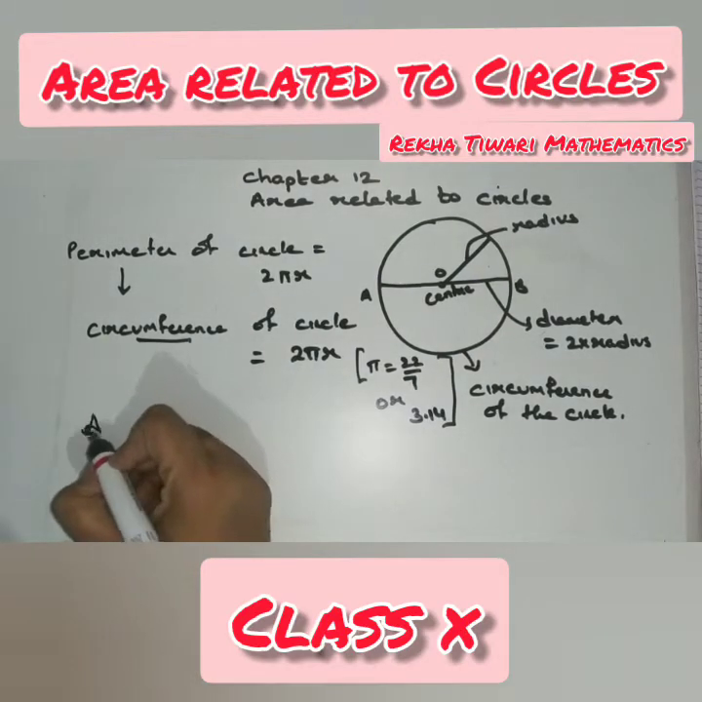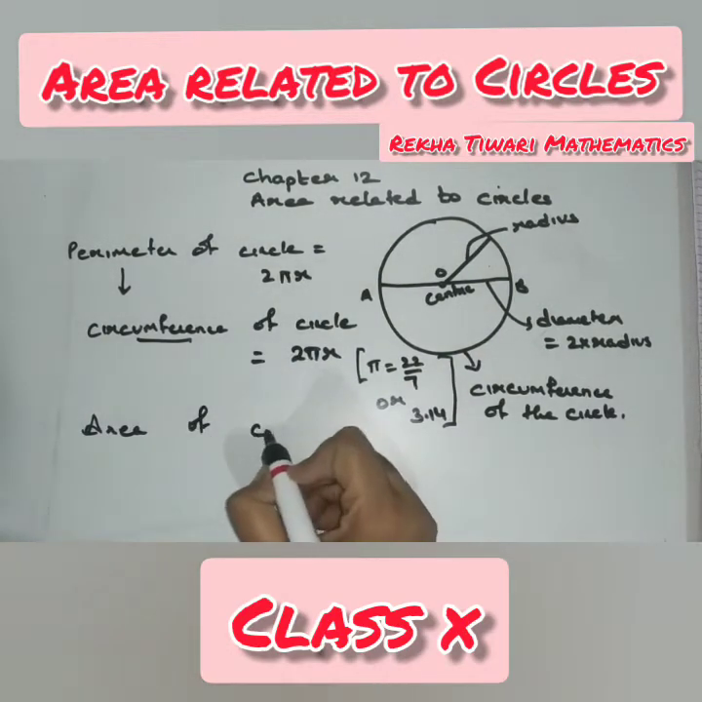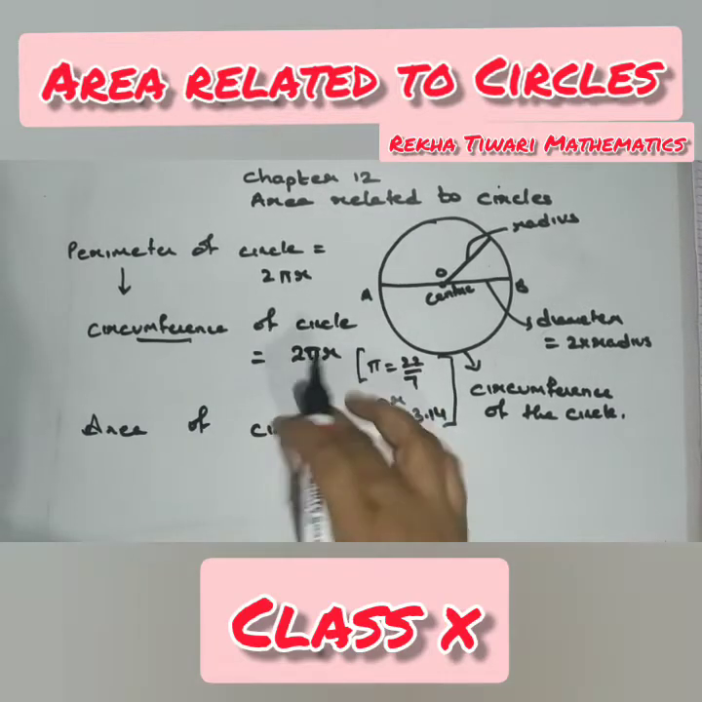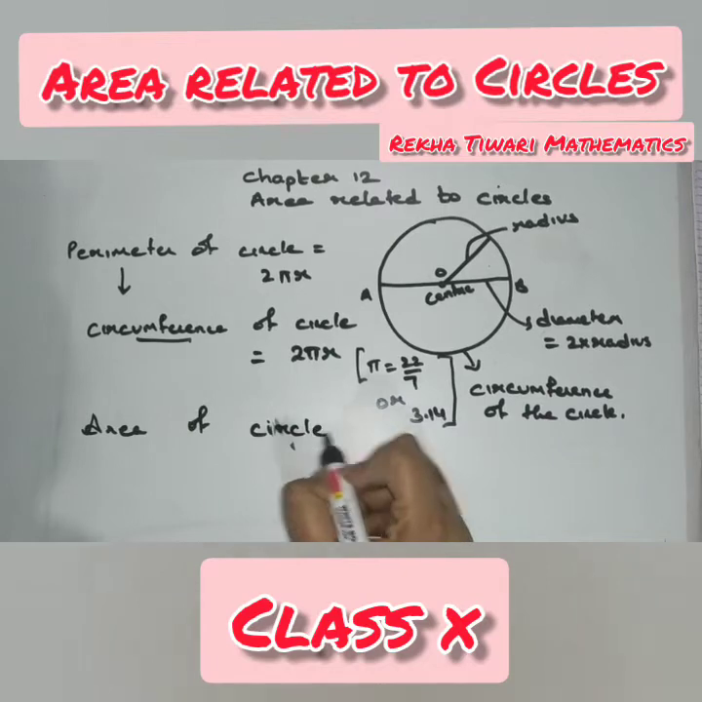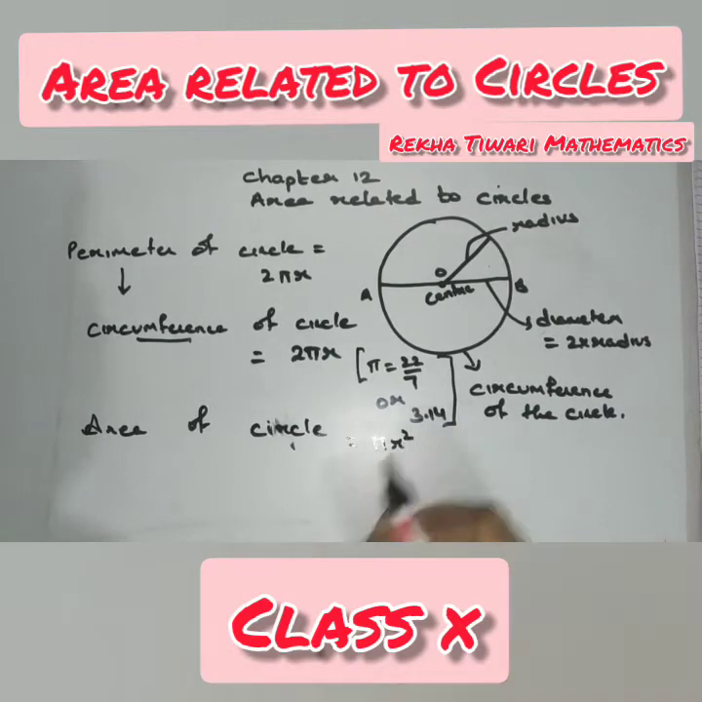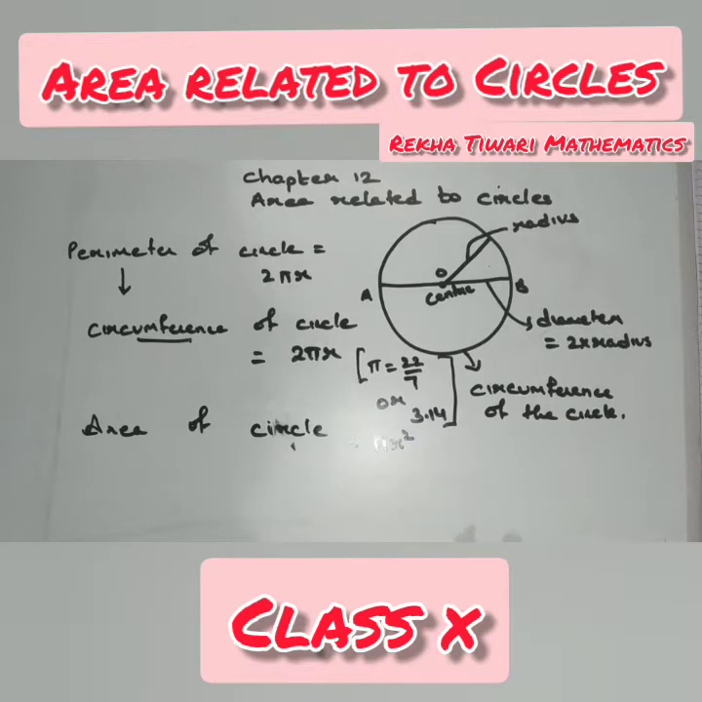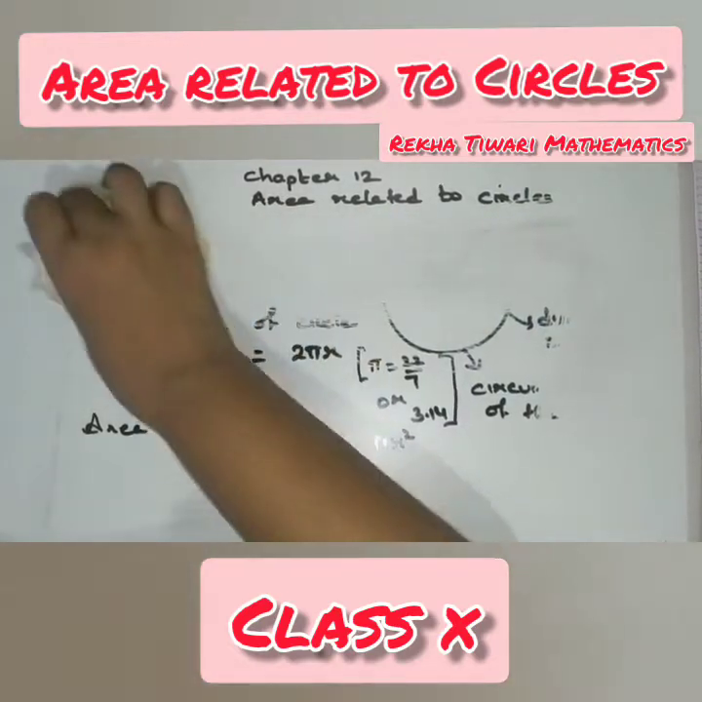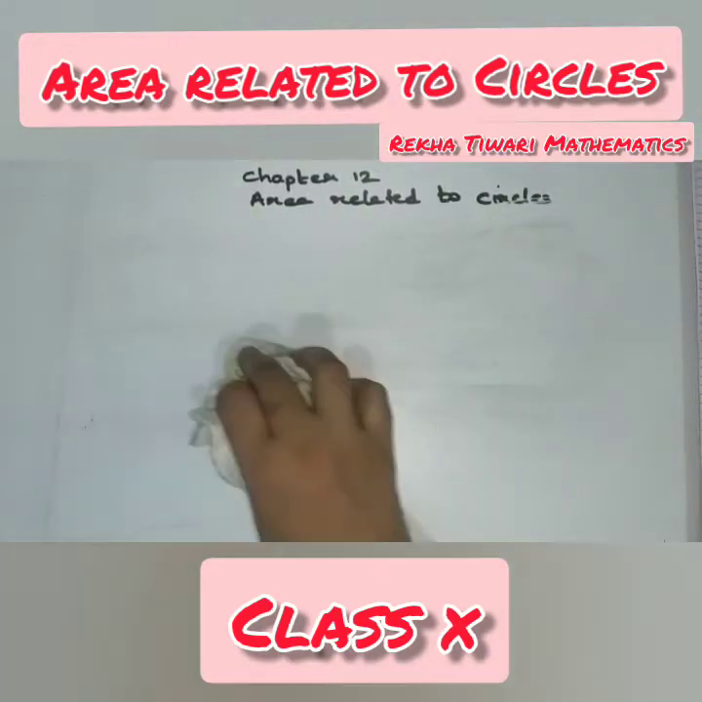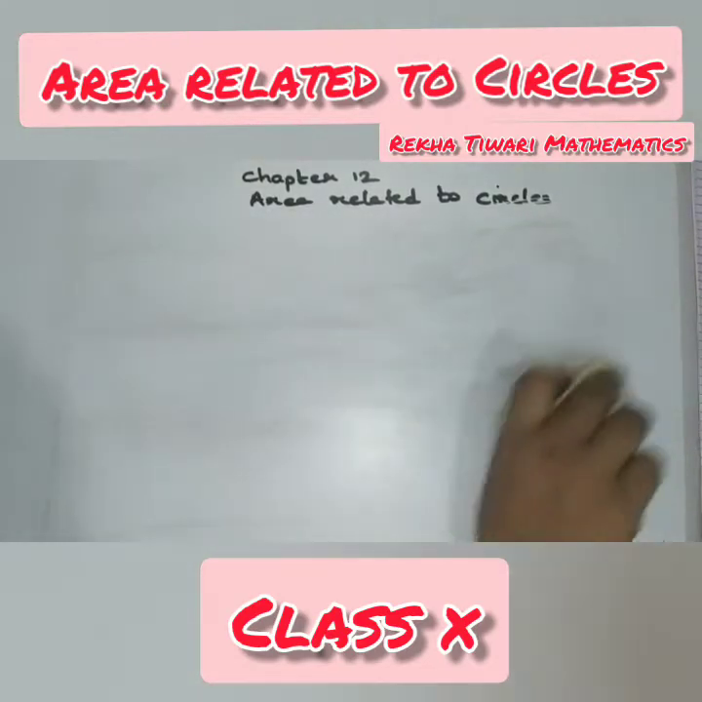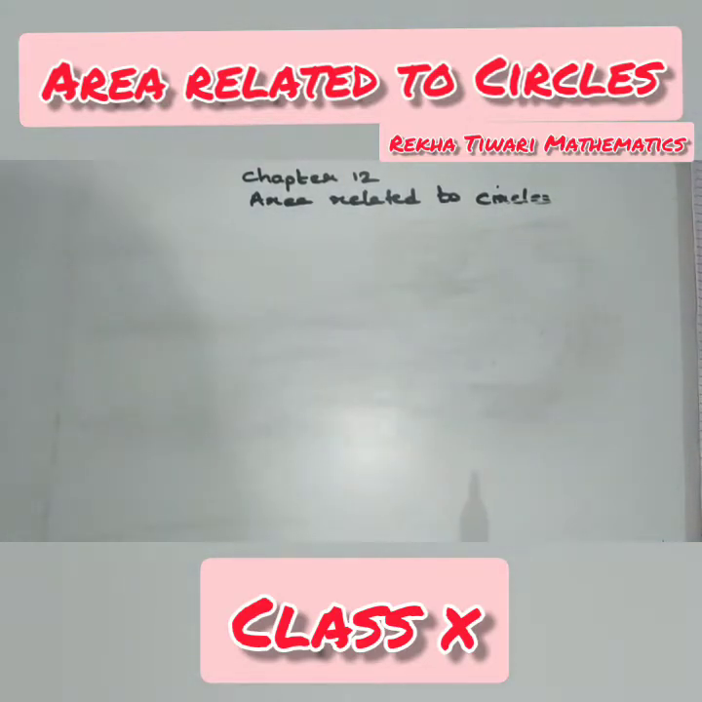Okay, now area of circle. Area of circle, you people also know what is area of circle. Area of circle is equal to pi r square. This is the area of circle. Again, pi is 22/7 or 3.14 depending upon the question, and r is the radius given to you. Correct? There are some more terms for circle: segment, sector, all these things which we will discuss after the exercise. After exercise 12.1. Okay, for 12.1 this information is enough.